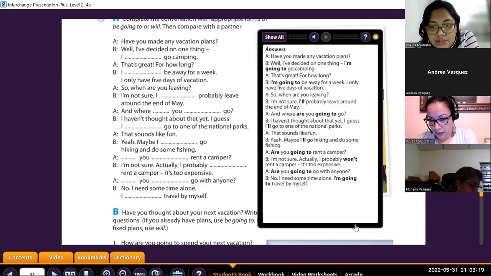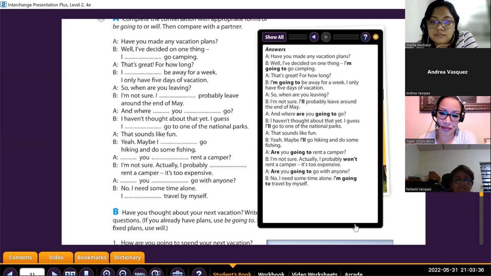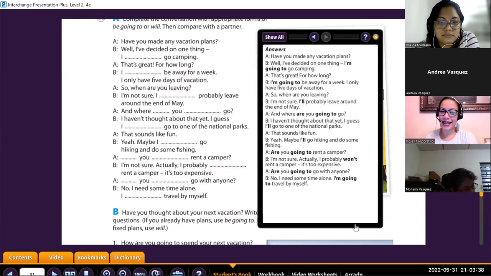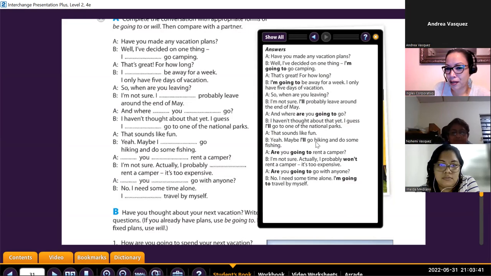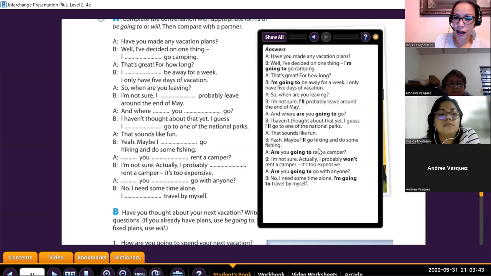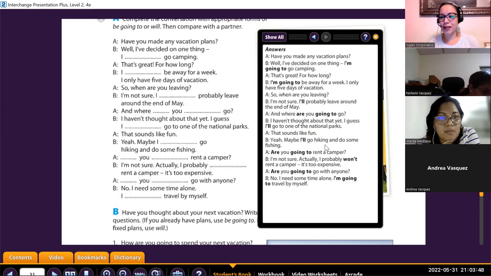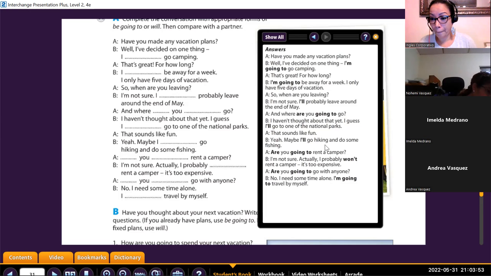Are you going to rent a camper? I'm not sure. Actually, I probably won't rent a camper. It's too expensive. Are you going to go with anyone? No, I need some time alone. I'm going to travel by myself. Excellent, very good job. Just remember this word is hiking. Hiking. Yes. Then excellent, good job. Thank you so much for your participation. Do we have another two volunteers?